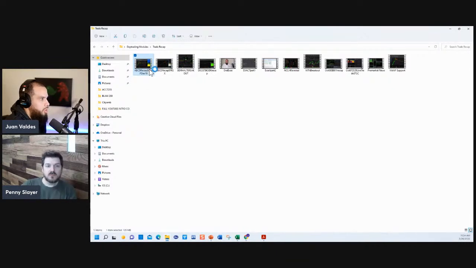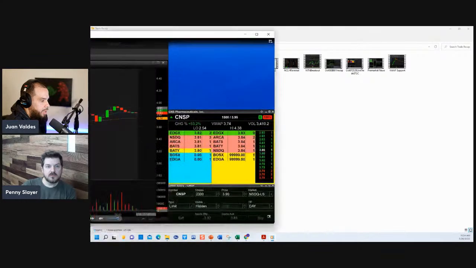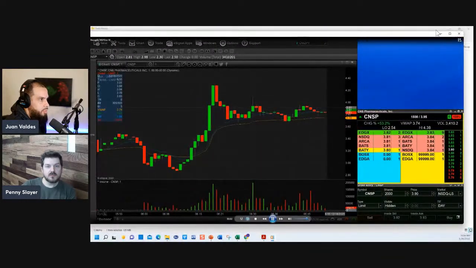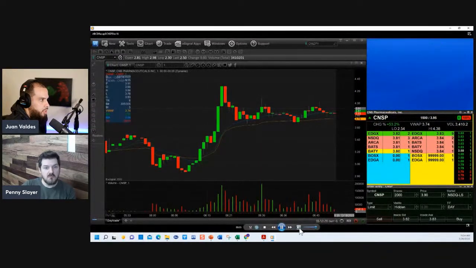I'm going to just show one here where I identified an ABCD pattern in the trade. I think this one was an ABCD pattern here.